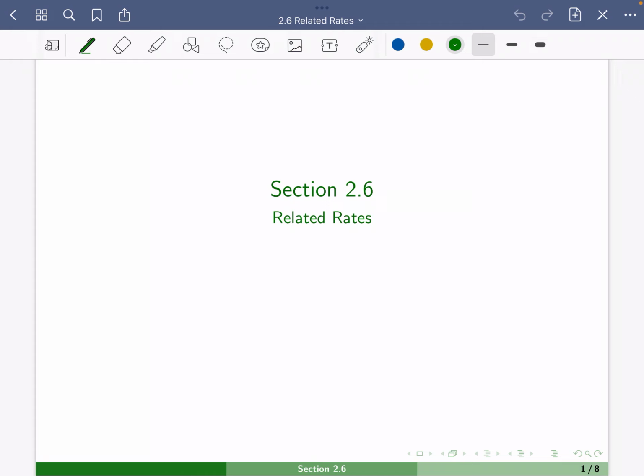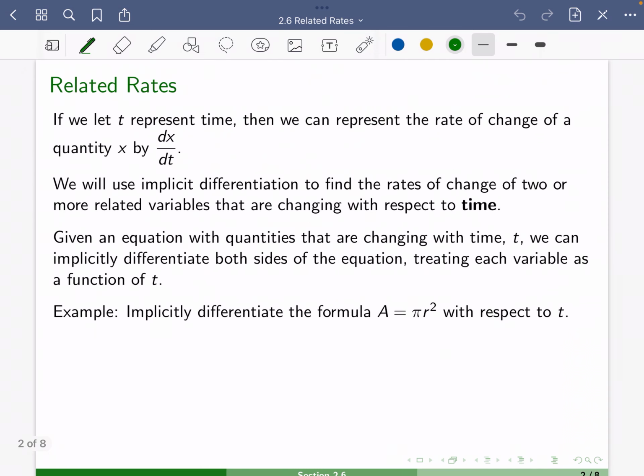What is the strategy? What's that methodology? Without getting too focused in on the details of any one problem. So you want to have a broad strategy, but let's talk about what related rates problems are. If we let t represent time, then the rate of change of a quantity x is dx/dt. It is the derivative of x with respect to t. It is the change in quantity x in relationship to time, per unit of time.